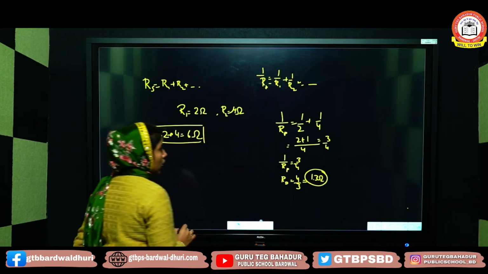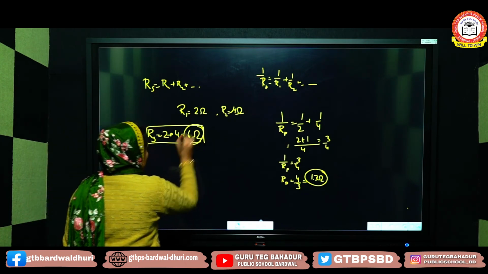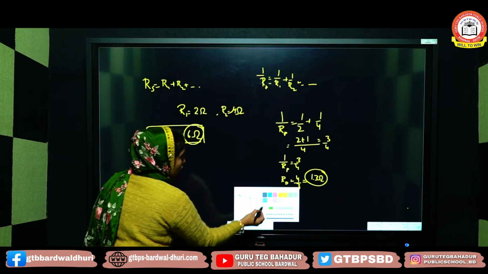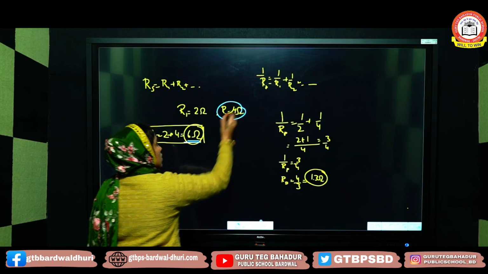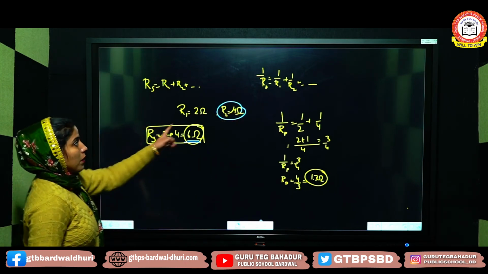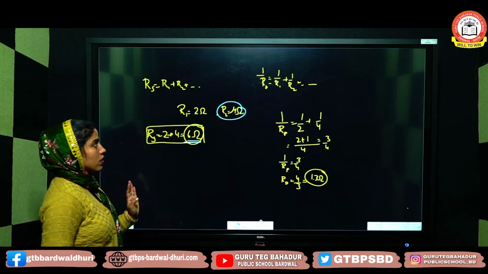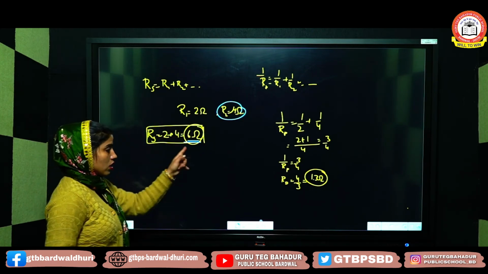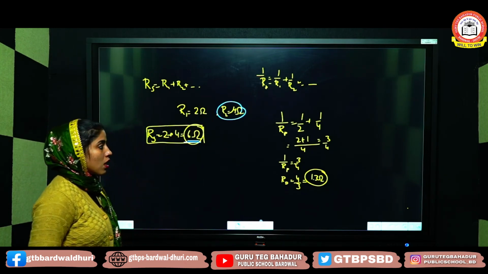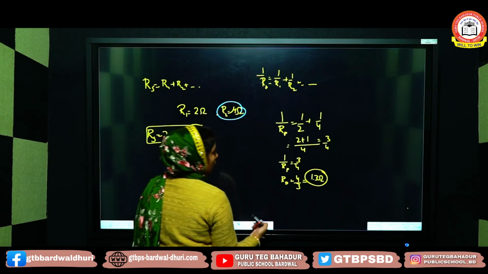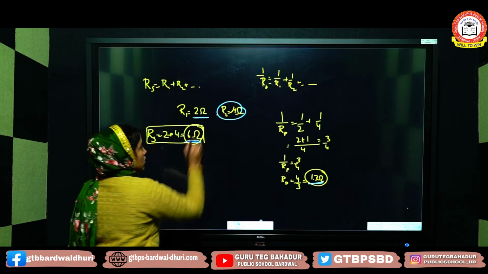Now see the result. When the resistances are connected in series, the overall resistance of the circuit increases, and it is more than the maximum resistance that we are having. Here the maximum resistance is 4 ohm, and when we found the overall resistance of the circuit with these two in series, it was 6 ohm. And when resistances are connected in parallel, the overall resistance is less than the minimum resistance.